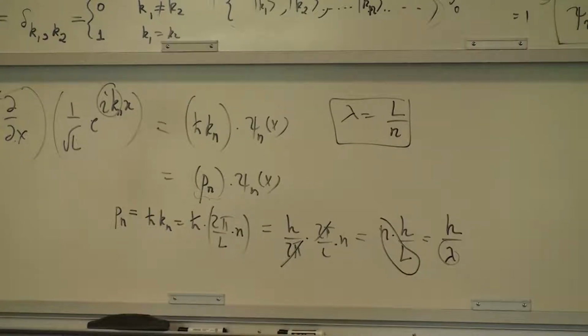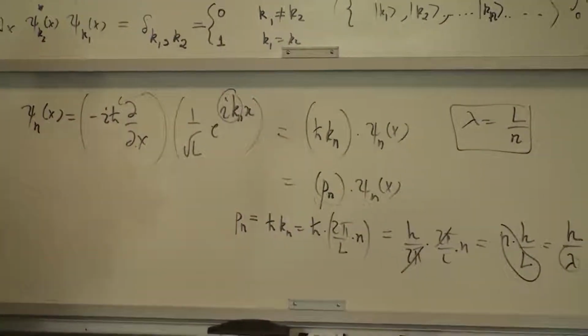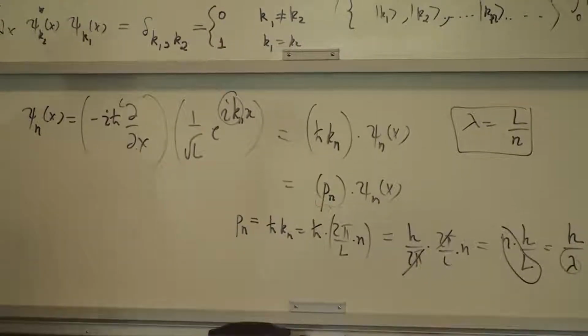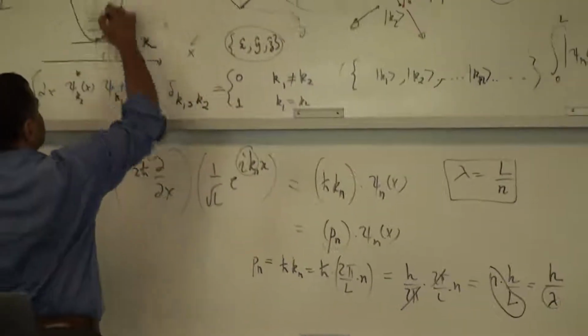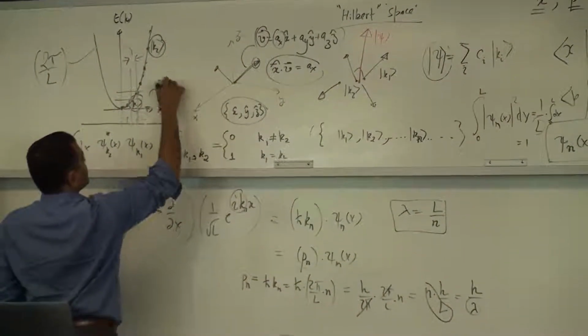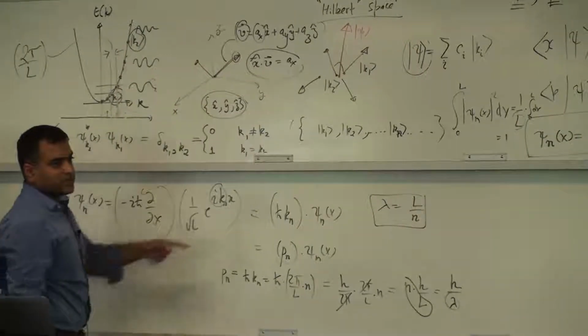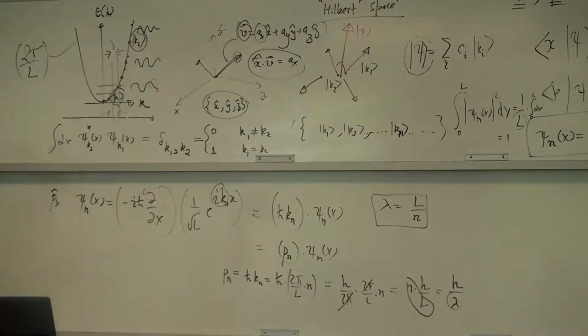n equal to 0 is the ground state, a zero energy state. We saw it has no wavelength. It's constant all the way around. It doesn't wiggle at all. n equal to 1, n equal to 2, and as you go up, you can see right away that your wavelength is decreasing and it's getting more and more wiggly.